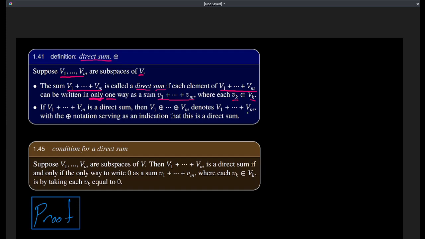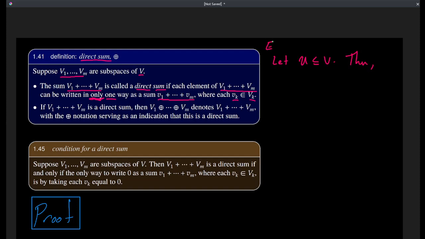So it could be the case that you have a sum that is not direct. That is, you have a sum of things, and there is more than one way to write an element in the sum as a sum of vi's, where each vi is an element of the subspace big Vi. Okay, it's possible. It could happen. For example, let's let U be a subspace of V.